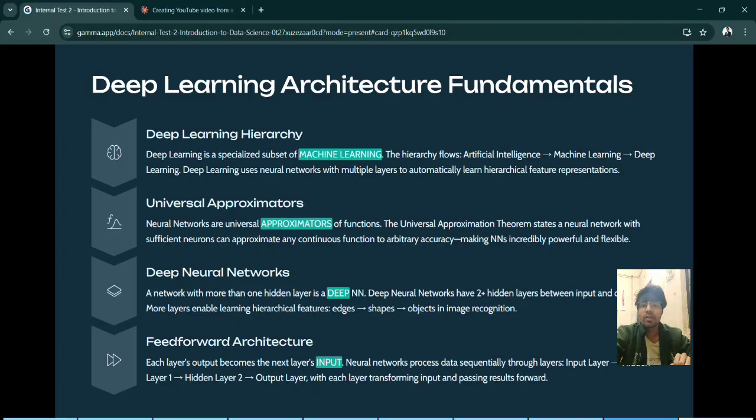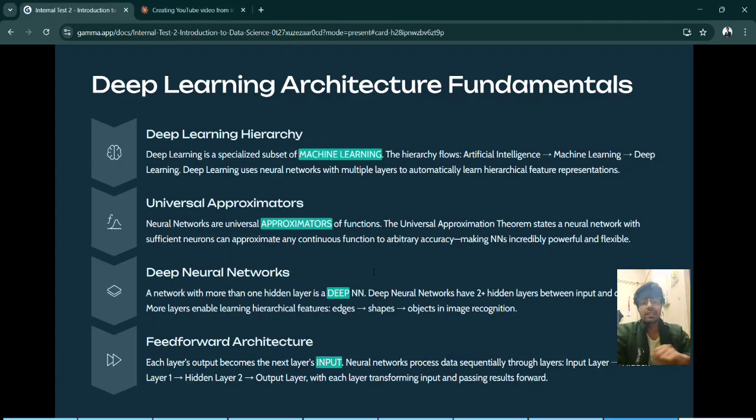That describes the feed forward architecture of a neural network. Data flows through the network in one direction. The input layer receives data, processes it, and passes output to the first hidden layer. The layer's output becomes input to the next hidden layer, and so on until reaching the output layer. It's a sequential transformation pipeline. So go to the next question.